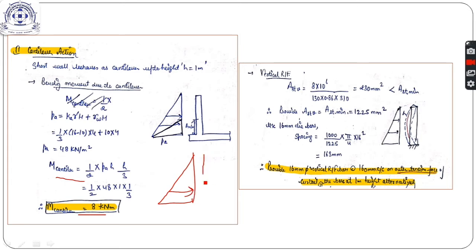So the cantilever moment will be maximum at the base, so you need to calculate the maximum earth pressure, which is at the base. This is the same as we did in the previous case, which is Ka gamma h plus gamma w into h. Okay, so we get this value. This is the pressure at the base, 48. It was the same as we did in the first case.